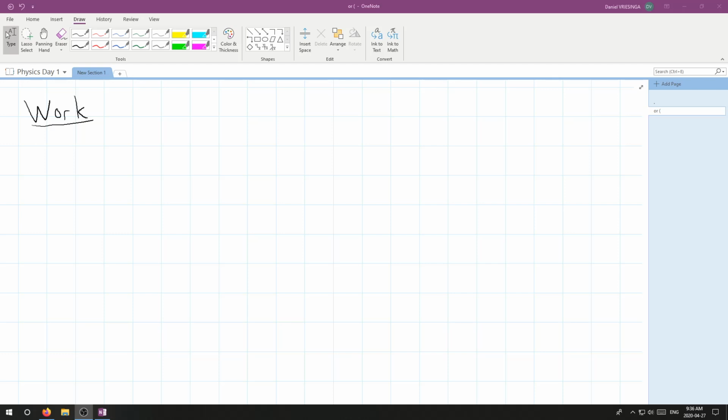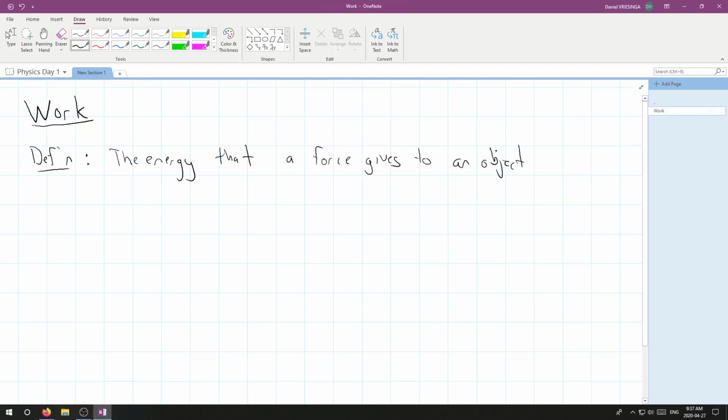So the first thing I wanted to talk about was the idea of work. What is work? It's not the job you go to. It actually has a physics definition. The definition of work is the energy that a force gives to an object over some distance.